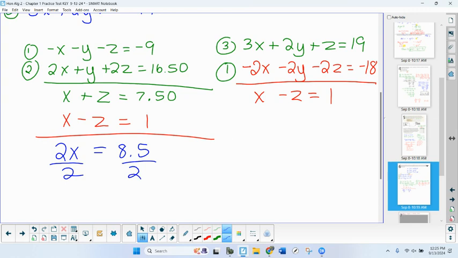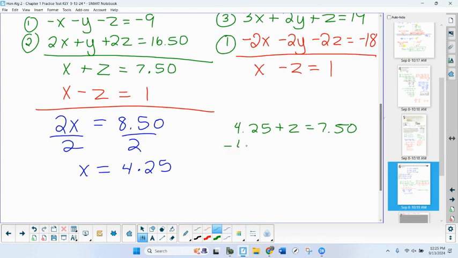You have $8.50. 4.25. Okay. Now, which one do you want to go back into to find z? Probably 1. Okay, so you have 4.25 plus z equals 7.5. What are you going to do now? Subtract 4.25. And when you do, what do you have left? Looks like 3.25.